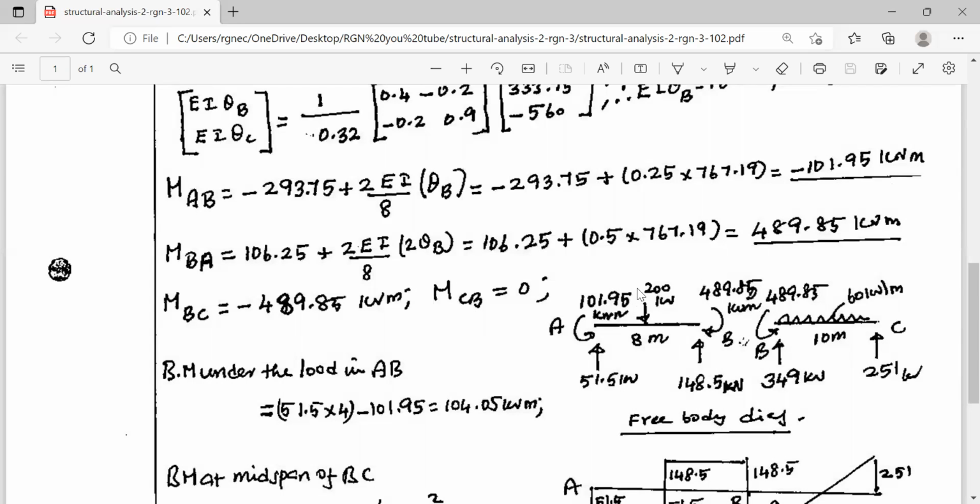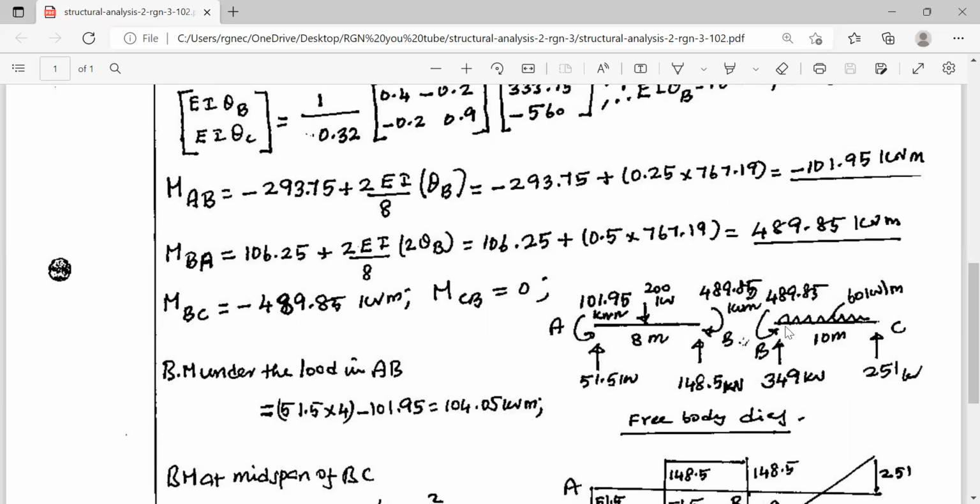First span is 8 meter. Draw the load 200 kilonewton. These are all the member end moments. Now calculate the two reactions at A and B due to the effect of this load 200 kilonewton, as well as the moment 489.85 and also the moment 101.95. By taking moment at A, you will get this reaction, and by taking moment at B, you will get this reaction. These reactions are the effects of this middle load 200 kilonewton as well as the effects of the two moments at A and B.